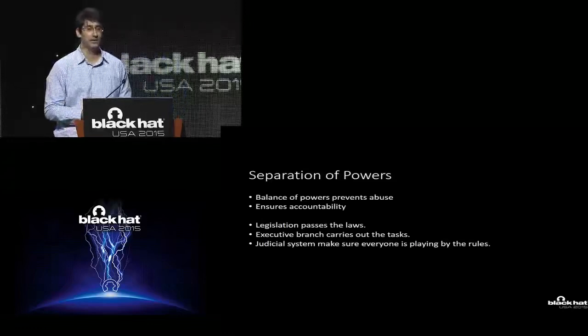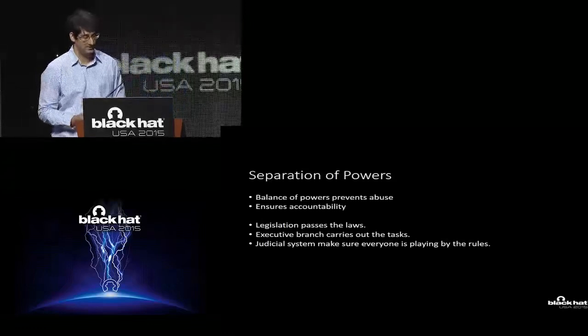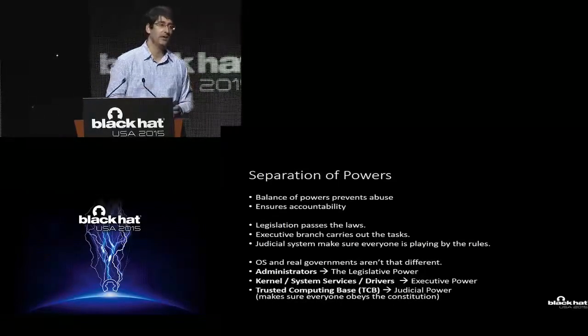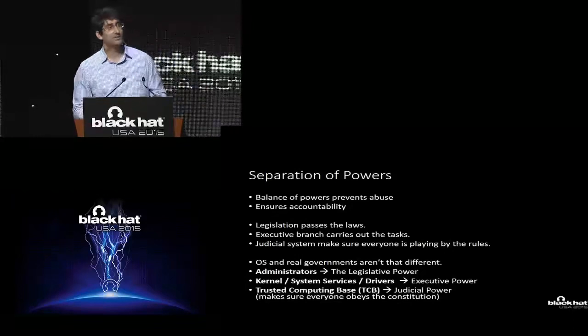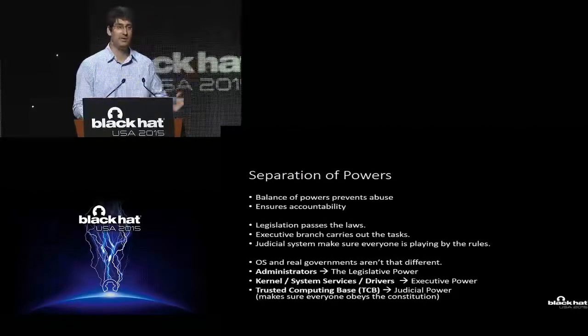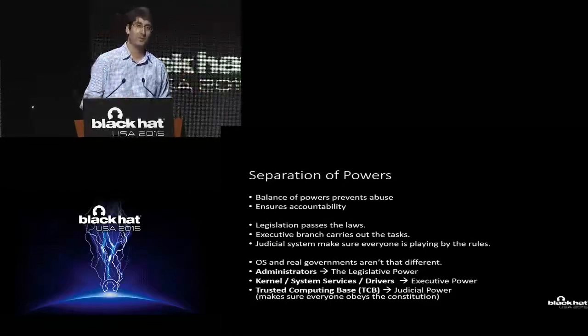It is reasonable to think of a modern operating system as a modern government. In this case, administrators are the legislative power. They can decide who runs which applications with what kind of authorization. Kernel, system services, drivers are the executive power. They allocate memory, they create processes, threads, they allocate CPU quotas, and they just perform those tasks. Arguably, the biggest difference of modern operating systems is the trusted computing base, which prevents the operating system from being a jungle, and makes sure that everyone is playing by the rules, admins and kernel included.